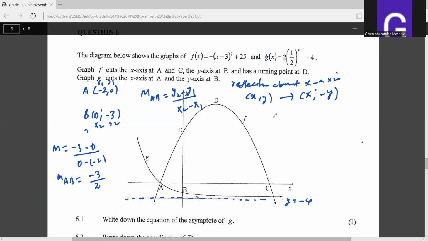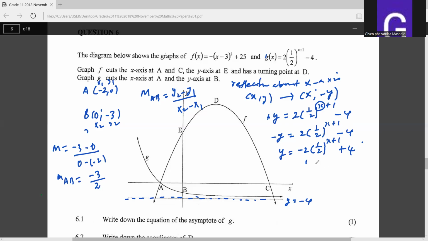So we can either change the function and say we have y equals 2 into half the exponent x plus 1 minus 4. So reflection about the x-axis means x will not change. What will change is the y. So if y is positive, then it becomes negative. And from here, we need to make y the subject. So multiply everything by negative. So y will be negative 2 into half to the power x plus 1, and this will change and become positive. So it means this function will have an asymptote of y equals 4.